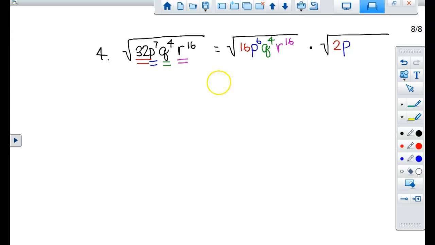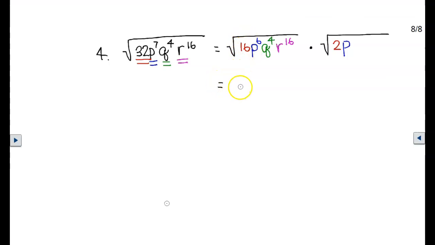All right, so now let's do this. The square root of 16 we know is 4. And then for these exponents, when I take the square root, I'm going to cut all of them in half. So I'm going to have p to the 3rd, I'm going to have q to the 2nd, and I'm going to have r to the 8th.